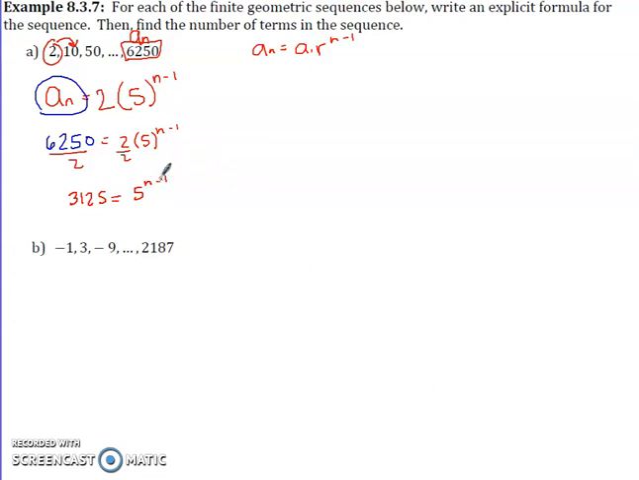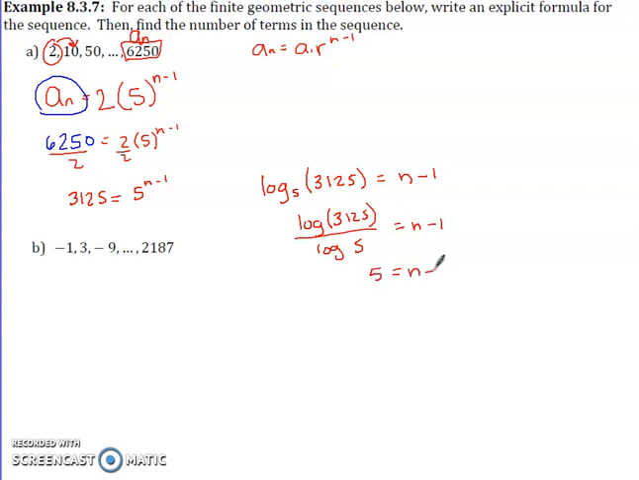And now to solve for that exponent, I can go ahead and use log. So log base 5 of 3,125 is going to equal n minus 1. To use our calculator, we can use change of base. Log of 3125 over log of 5 is equal to n minus 1. And using my calculator, I find that on this left-hand side, this is going to simplify down to 5 is equal to n minus 1, which means that n is 6. So that tells me that there are 6 terms in our sequence.